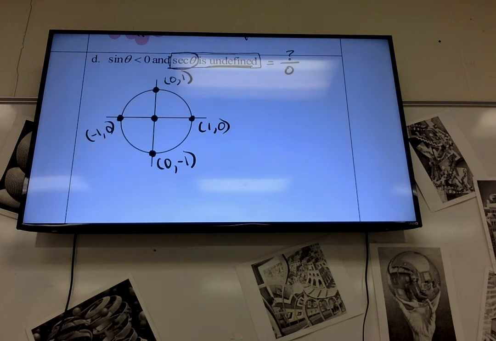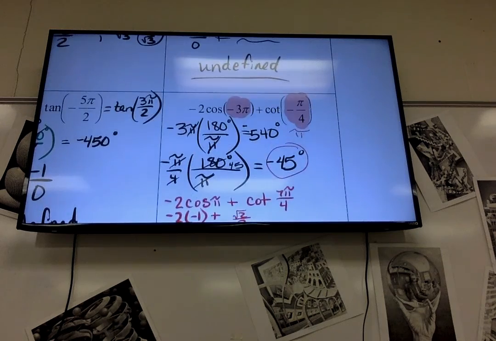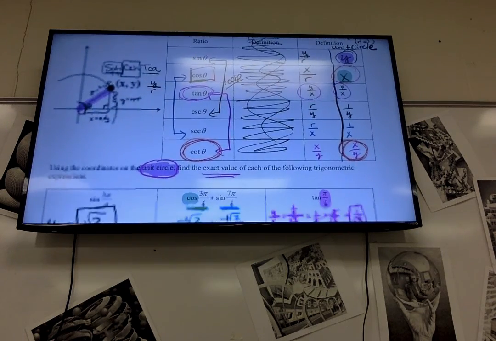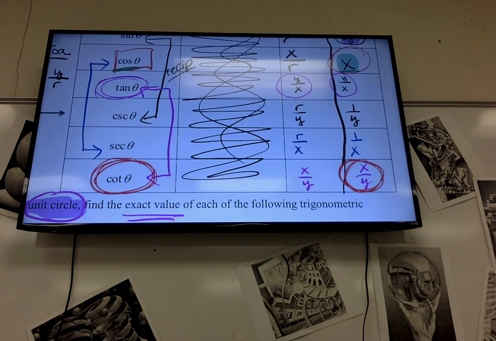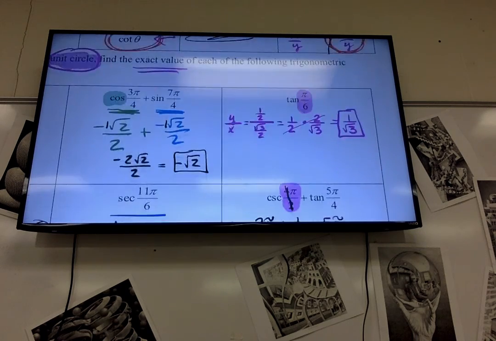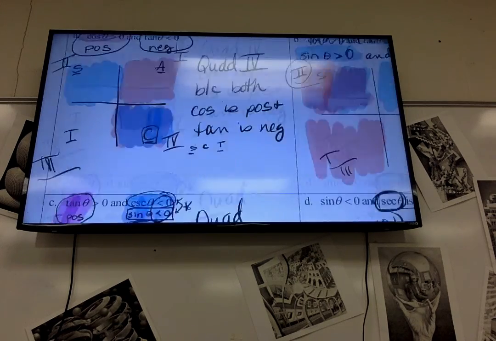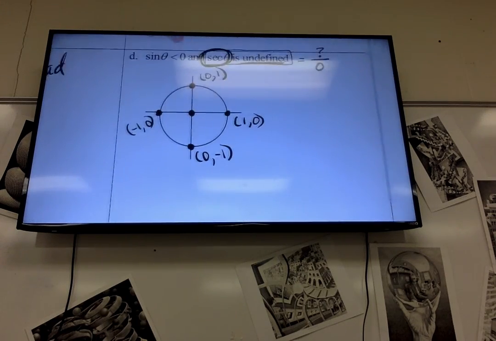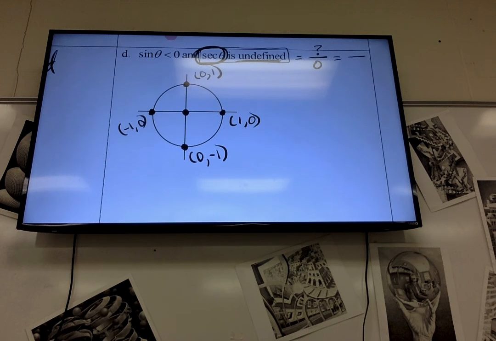So for secant, if you look back, there it is. Secant is r over x, or 1 over x, because it's the reciprocal of cosine. Cosine was just x. So to find the secant on a unit circle, which is what I just drew, it's 1 over x. So to get a 0 on the bottom, that means my x-coordinate is going to have to be 0.